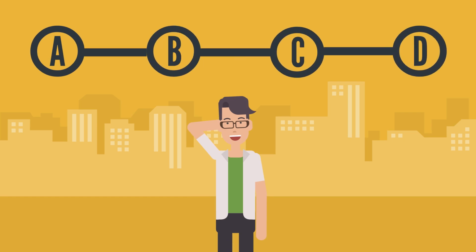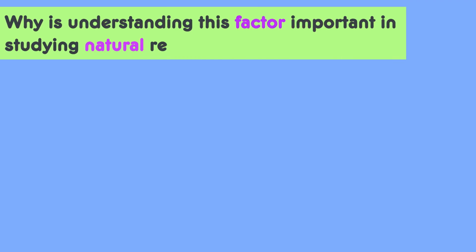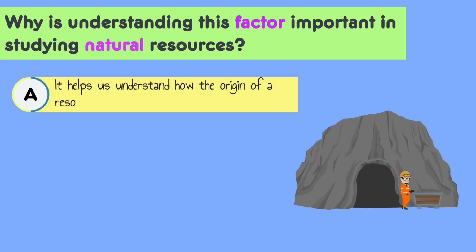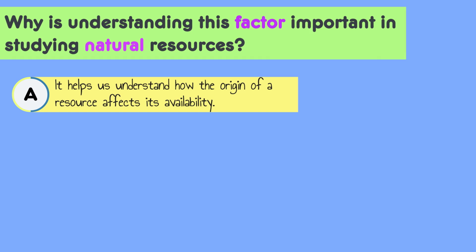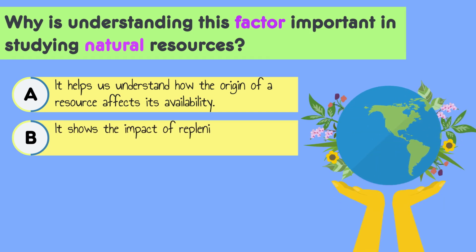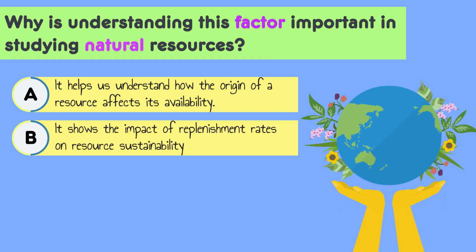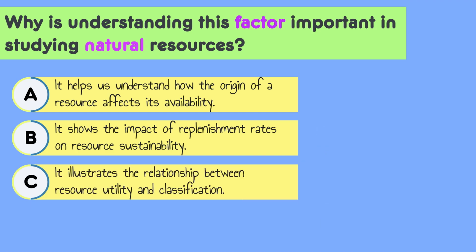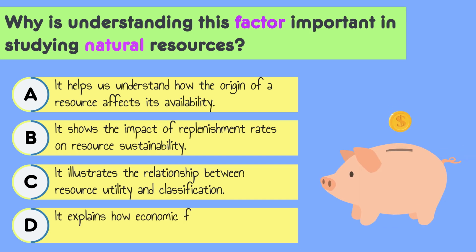Here's your question for part B. Why is understanding this factor important in studying natural resources? A. It helps us understand how the origin of a resource affects its availability. B. It shows the impact of replenishment rates on resource sustainability. C. It illustrates the relationship between resource utility and classification. D. It explains how economic factors affect resource availability.